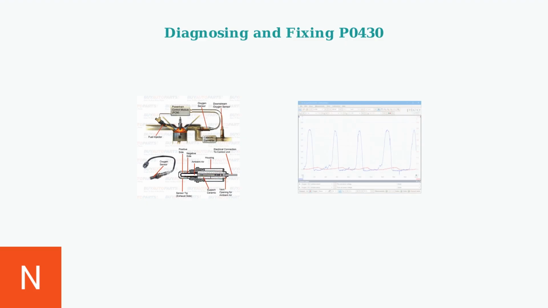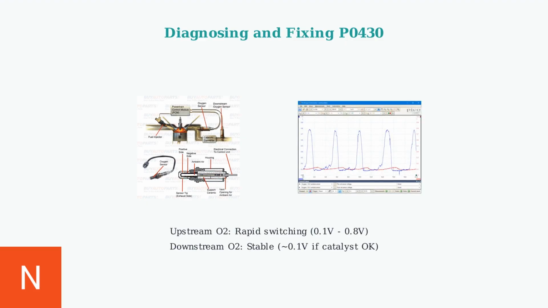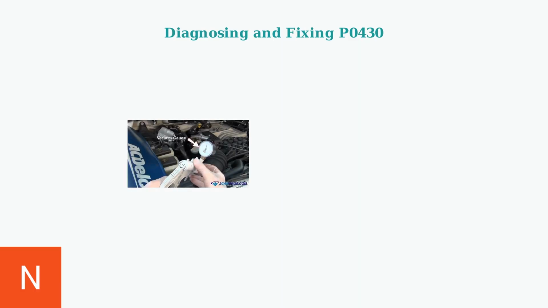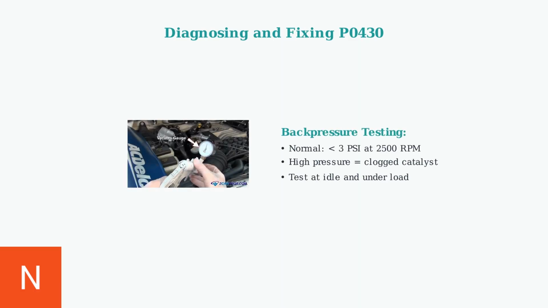Test both upstream and downstream oxygen sensors. The upstream sensor should show rapid voltage switching, while the downstream sensor should remain relatively stable if the catalyst is working properly. Perform a back pressure test to check for internal catalyst breakdown. Excessive back pressure indicates a clogged or damaged catalyst that restricts exhaust flow.